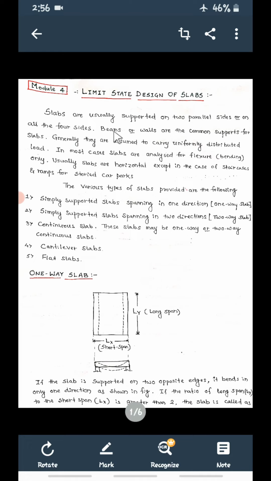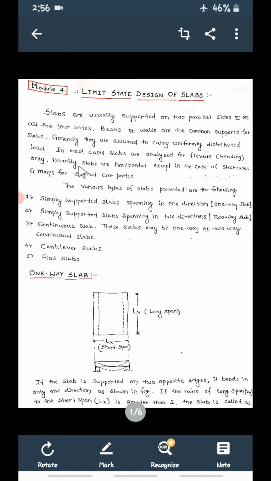Beams or walls are the common supports for the slabs. So the slab will be resting over either beams or directly on the walls. Then generally the slab is assumed to carry the uniformly distributed load. Again, as usual, the slab is designed considering the uniformly distributed load coming on the slab.